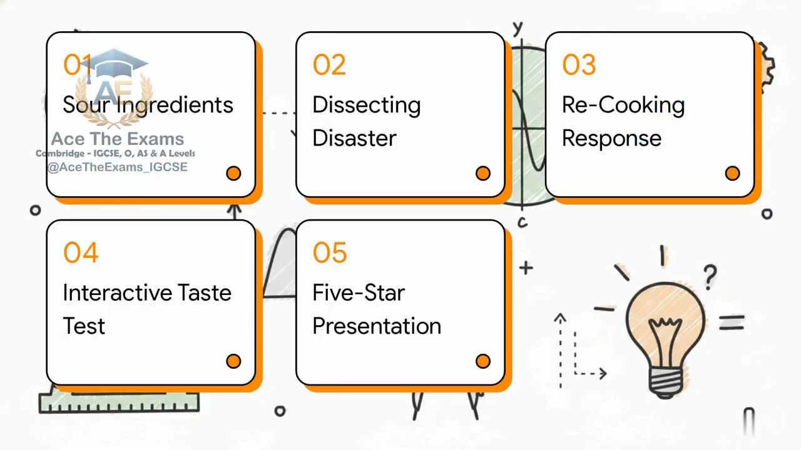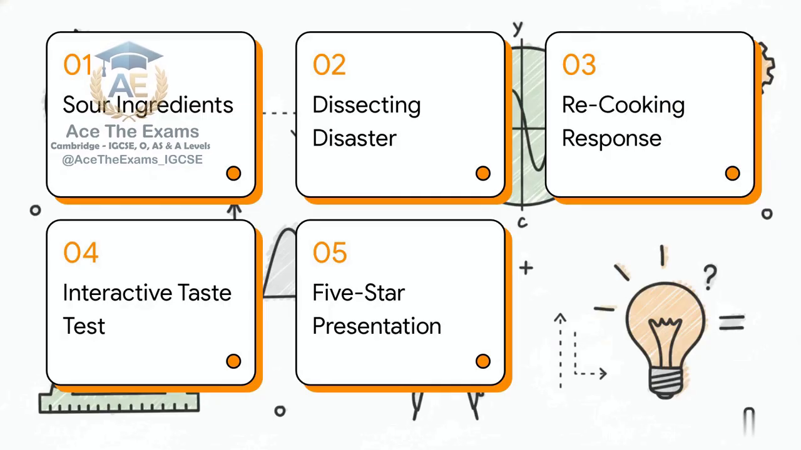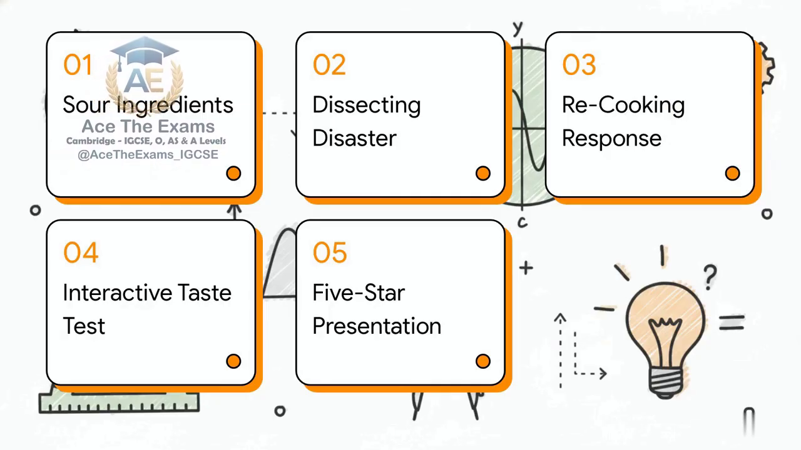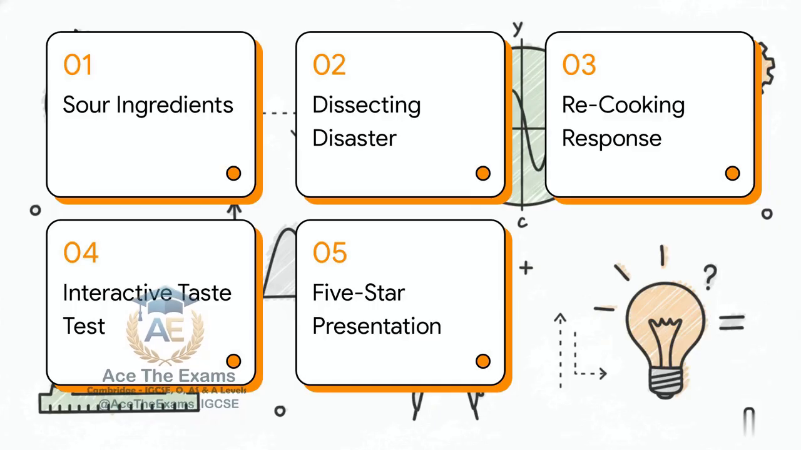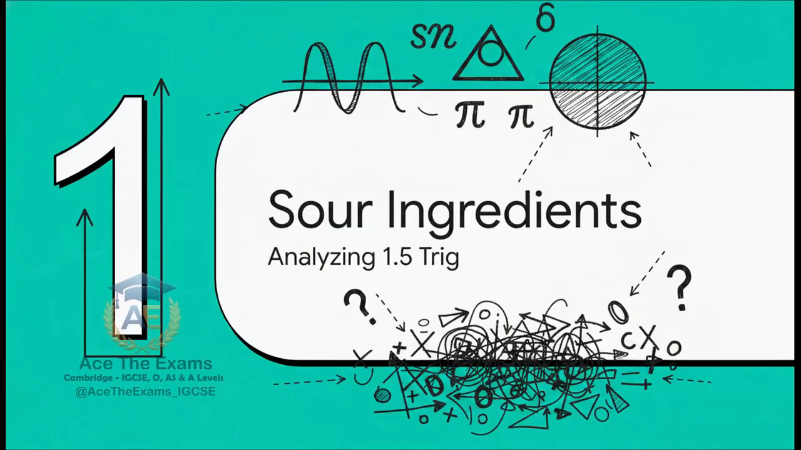So here's our roadmap for today's masterclass. First, we'll look at the sour ingredients, followed by dissecting the disaster. Then we'll recook the response, jump right into an interactive taste test, and finish it all off with a 5-star presentation. Let's get cooking! Section 1. The sour ingredients. Let's analyze 1.5 trigonometry.